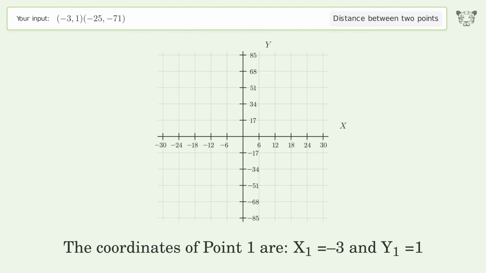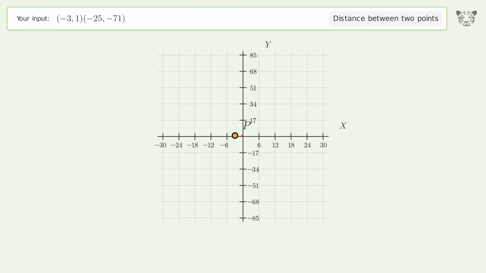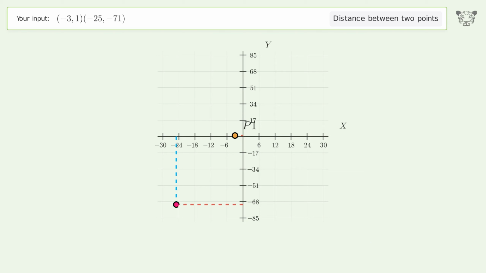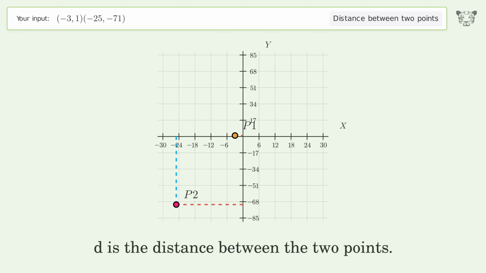The coordinates of point 1 are x1 equals -3 and y1 equals 1. The coordinates of point 2 are x2 equals -25 and y2 equals -71. D is the distance between the 2 points.